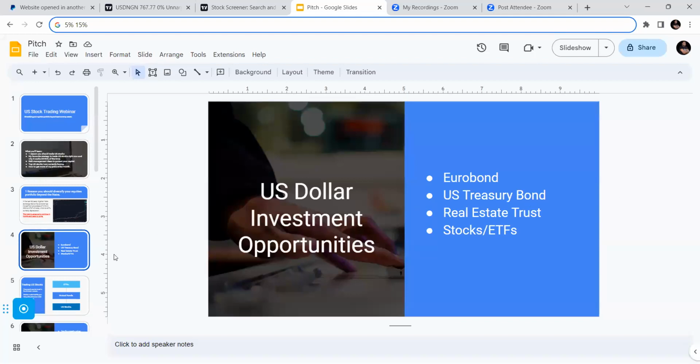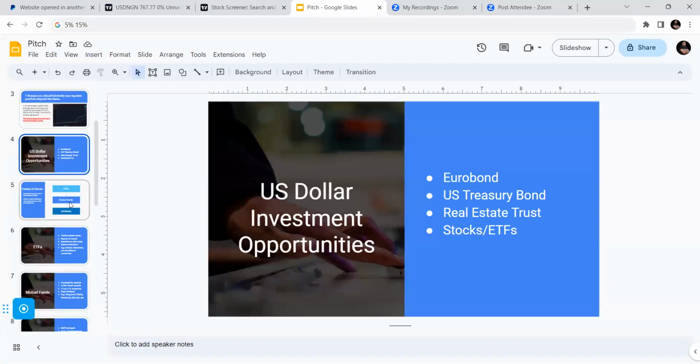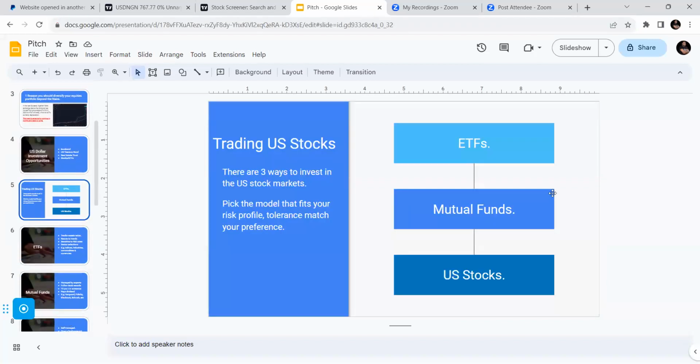So for some of us that still want to invest in stock, let's break it down into some additional sections. If you want to trade US stocks, there are three ways to invest in the US stock market, and you can pick the model that fits your risk profile and tolerance and matches your preference. Why am I taking my time to break this down? I'm doing it for some of us that are attending my webinar on US stocks for the first time. So I didn't just go direct to say, oh, buy this, buy this. I wanted you to understand how you should approach US stock, and the best way. Certain decisions need to be made. You don't just jump into the US market and say, I want to start trading stock.